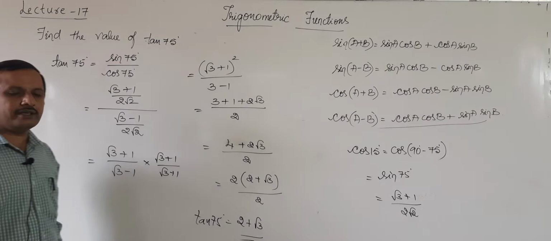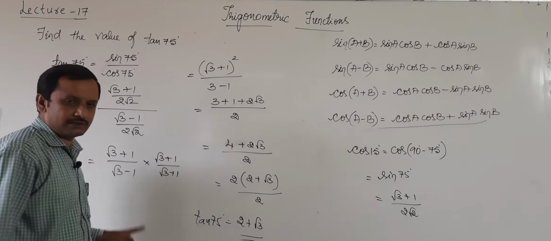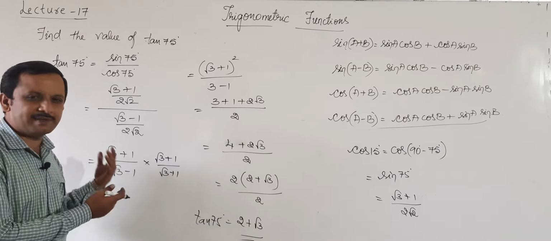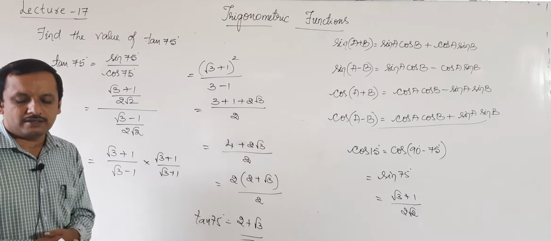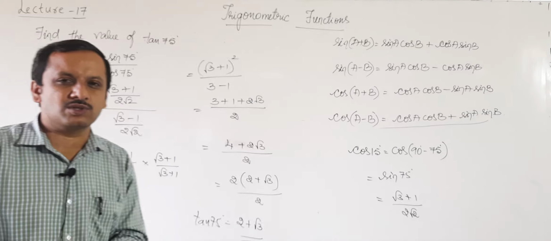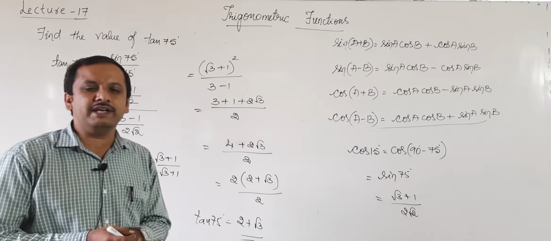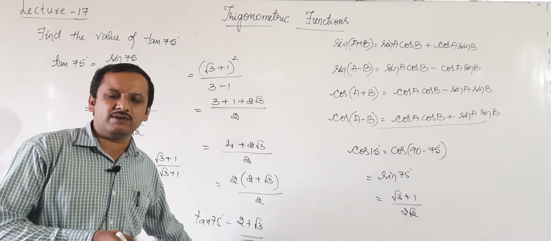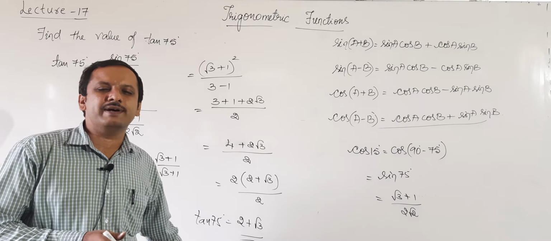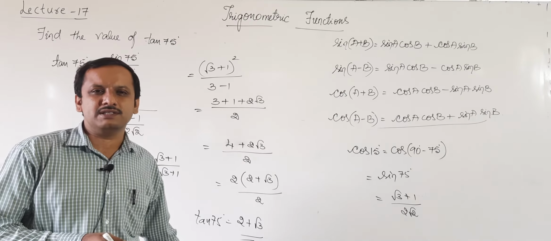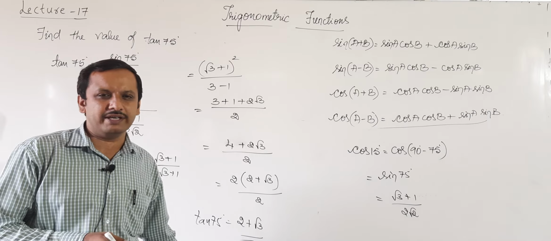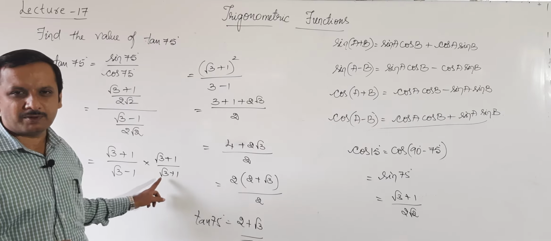Okay, so here if this question is asked for 2 marks, you can do like this, no problem, because these many steps deserve 2 marks. If it is asked for 1 mark, write the value of tan 75 degree, directly you can write 2 plus root 3. If it is asked for 2 marks, like obtain the value of tan 75 degree or find the value of tan 75 degree, then this is one way of solving this problem.